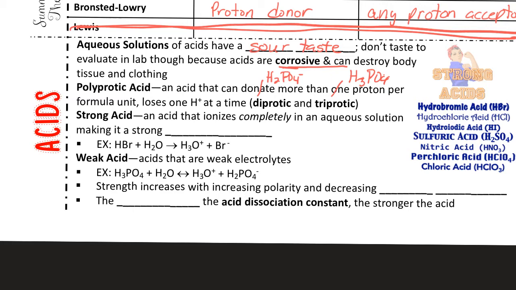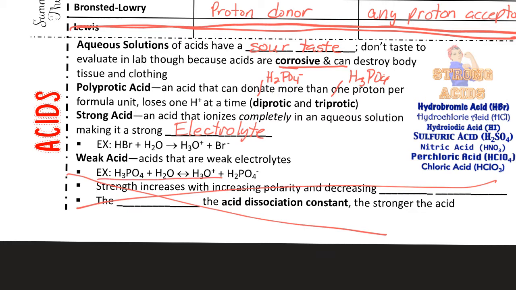A strong acid ionizes completely in aqueous solution, making it a strong electrolyte. So in the example here, when this is dissolved in water, it's going to break apart completely into lots and lots of ions. A weak acid is basically a weak electrolyte. You can cross off this part right here also, that you won't be doing. So you want your example for a weak acid, but you don't need to know about the increasing strength. On to the next slide.